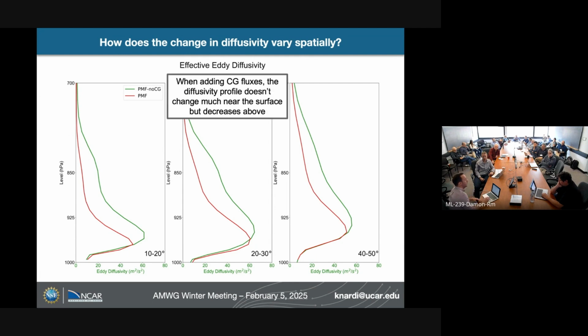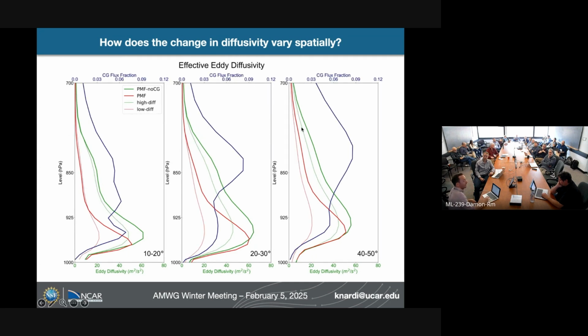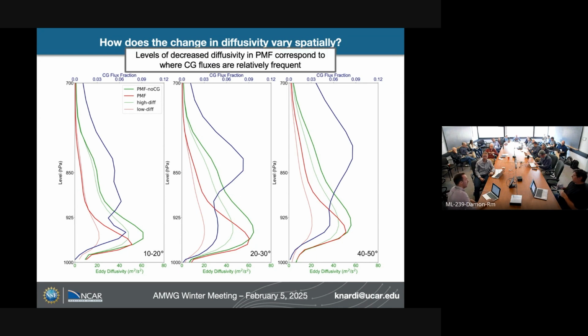So there's a bit of a change in the shape, and this provides further evidence that when we add counter gradient fluxes, it is reducing diffusivity, but it's doing so in a different way from changing CK10 as in the past. And I overlay everything here, and I also add this blue curve, which is the counter gradient flux fraction. So these higher values here imply that we have more counter gradient fluxes. And we generally see around 850 hectopascals, we have the higher incidence of counter gradient fluxes. And for the thicker lines where we're looking at the prognostic momentum flux, that's where we're getting the biggest changes, where the counter gradient fluxes are occurring.